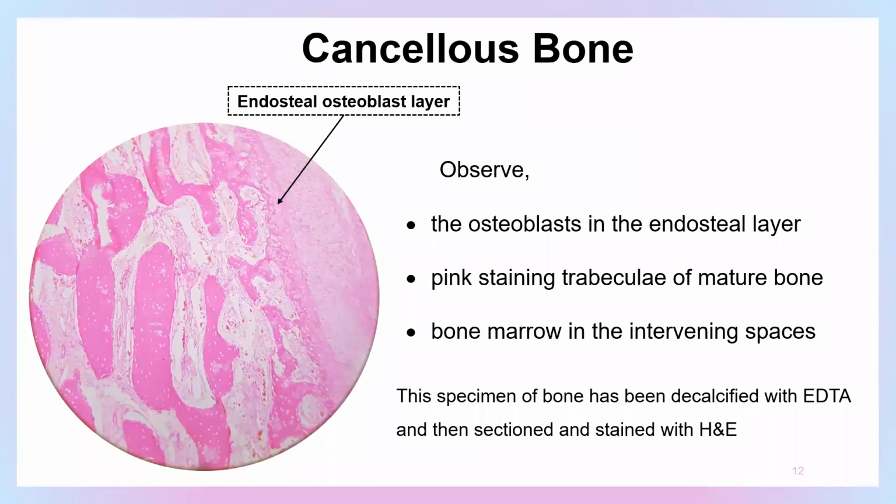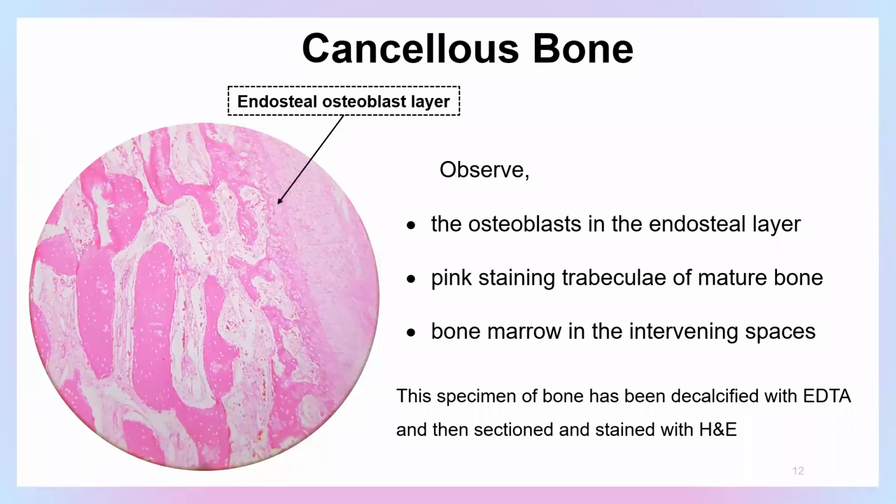Then looking at cancellous bone, if you do an H&E section, this is what it looks like. Most of it is pink, very difficult to see the nuclei. They're not very clear, but you can see them. And you can see the endosteal osteoblast layers. Endosteum means the lining of the inside of the bone, in this case the spongy bone.